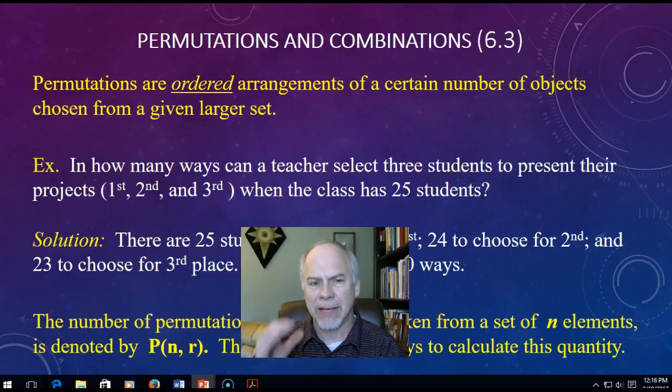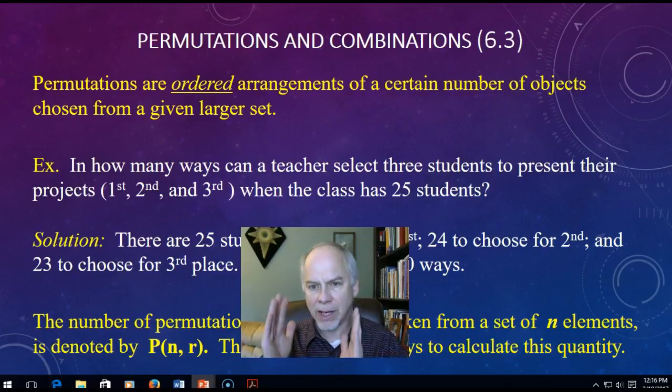All right, closely related to the number of ways something can happen are what are called permutations and combinations. And this is 6.3 in Rosen's text. Now, first of all, you need to clearly understand what the difference is between a permutation and a combination.